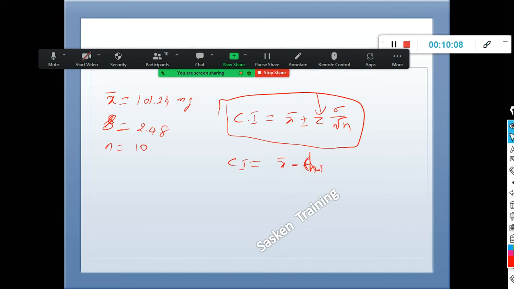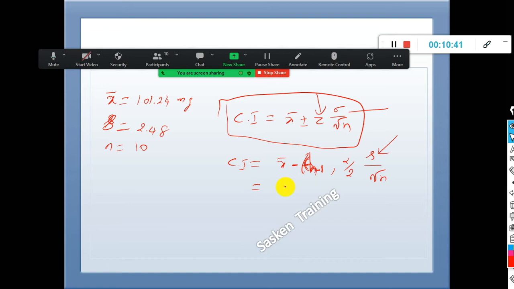Guys, don't type anything here. And alpha divided by 2, times s divided by square root of n, because we do not know the population standard deviation, hence we are using the sample standard deviation. The rest is the same, square root of n. Alpha divided by 2 is the same as your z here, but here we are going to use the t distribution, x bar minus t with n minus 1.